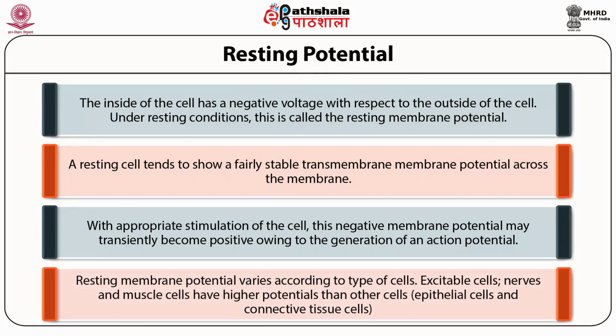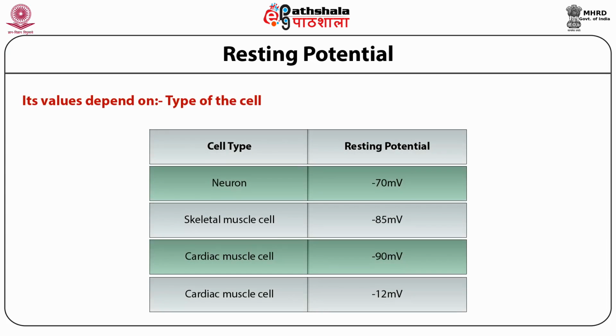The resting membrane potential varies according to cell types. There are two types of cells, excitable cells and non-excitable cells. Excitable cells like nerves and muscles have higher potential than other cells. Then there are non-excitable cells like epithelial cells and connective tissue cells. Its values depend upon the type of the cell. There are a few examples given with their resting membrane potential.